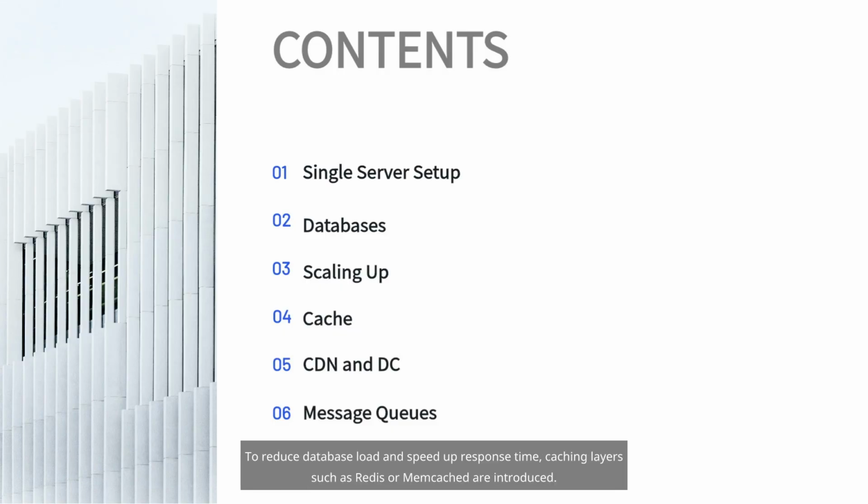To reduce database load and speed up response time, caching layers such as Redis or Memcached are introduced. We typically cache frequently accessed data, like user sessions, metadata, or even full HTML pages for anonymous users. Content delivery networks, CDNs, help serve static assets like images, CSS, and JavaScript from edge locations closer to users.